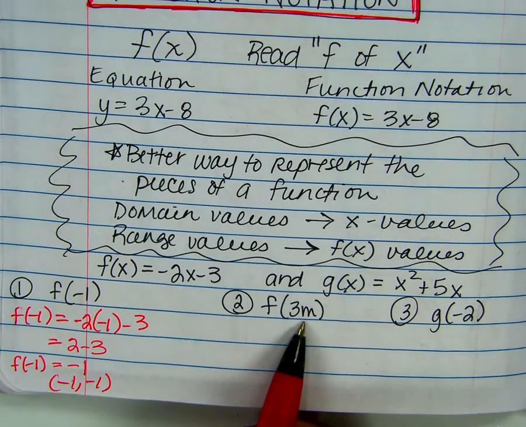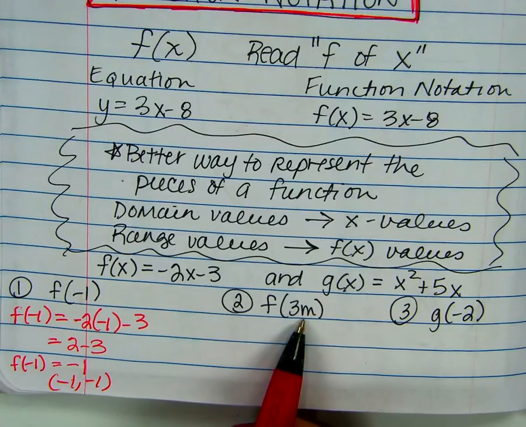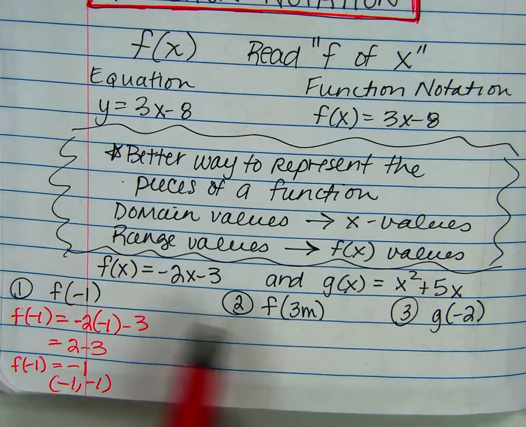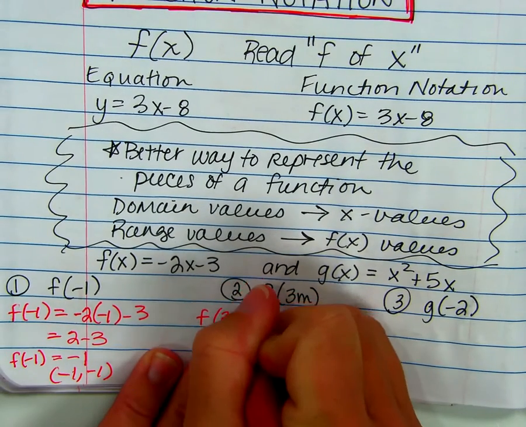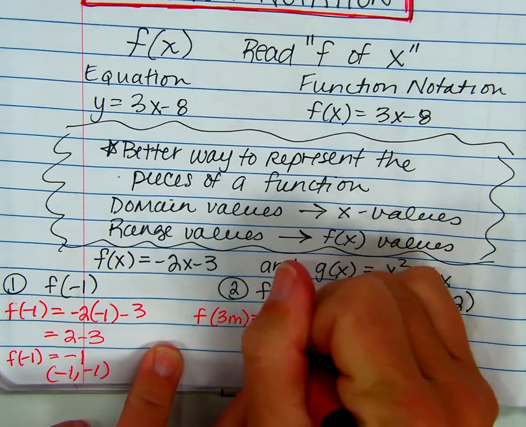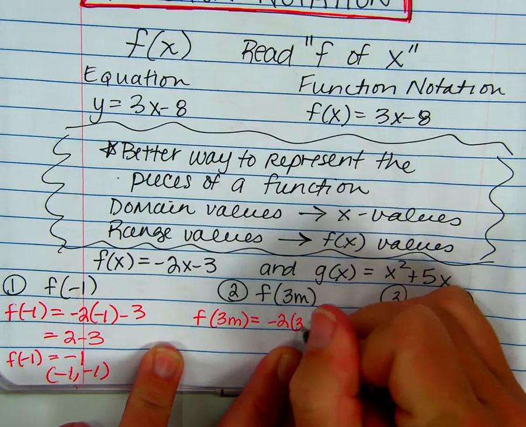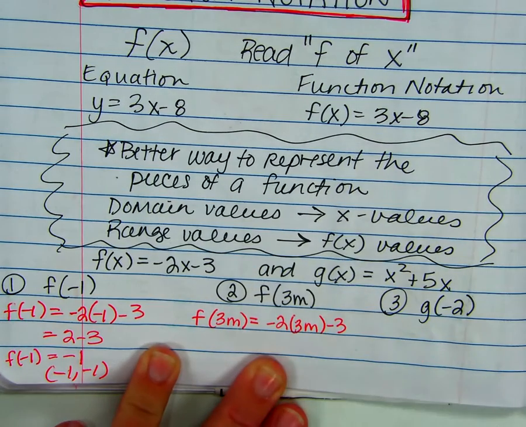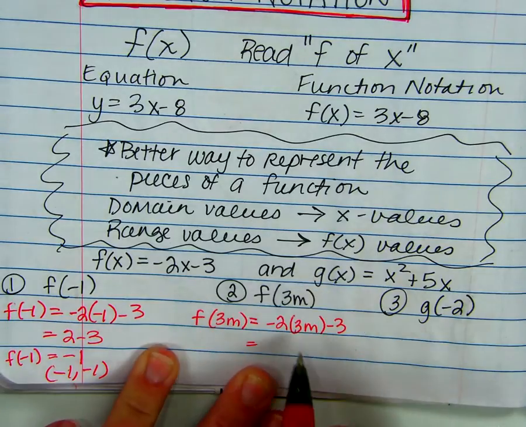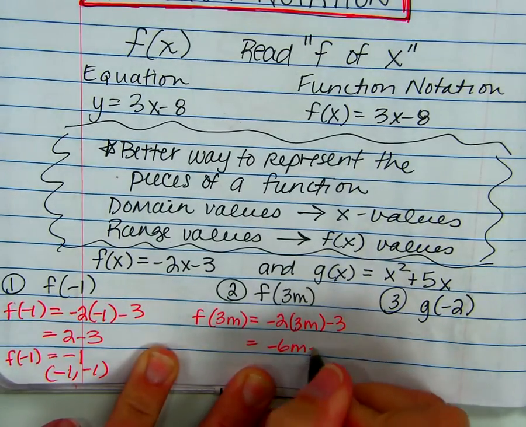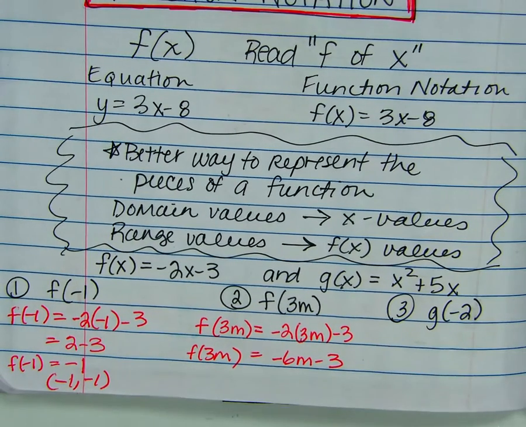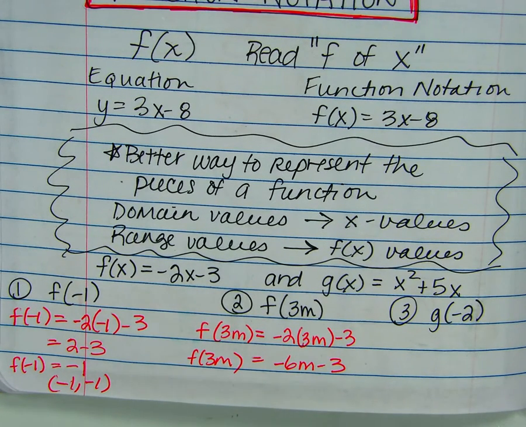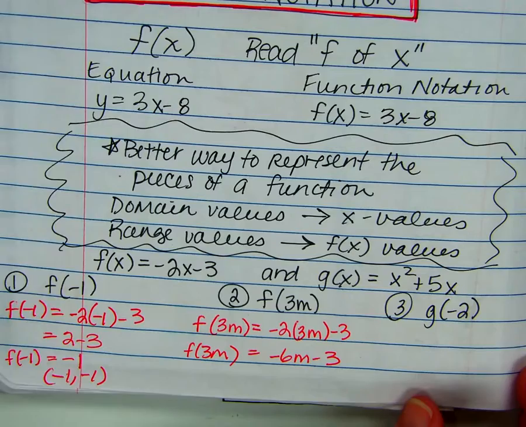How about f of 3m? There we go. I'm not using x. Well, again, I'm going to substitute. Everywhere I see x, I'm going to plug in 3m. So f of 3m is equal to -2 times 3m minus 3. And I can finish this up by multiplying. This becomes -6m minus 3 is f of 3m. And I can't do anything else beyond that. I don't know what m is. Right?